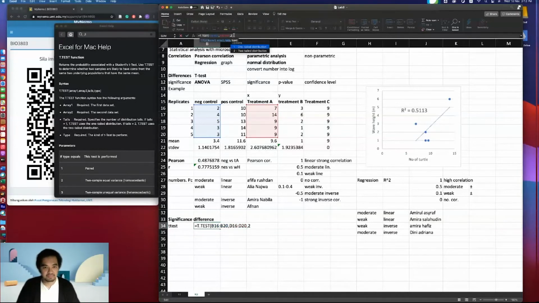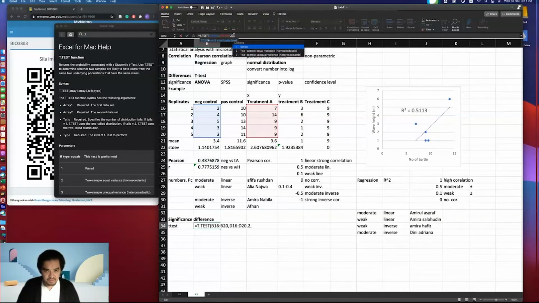So I type 2. Okay, "dua" does not mean negative and treatment A. It indicates the one-tail or two-tail distribution. In this instance, I'm choosing 2, because I'm comparing two different groups. I'm going to tell you later on why two-tail or one-tail.